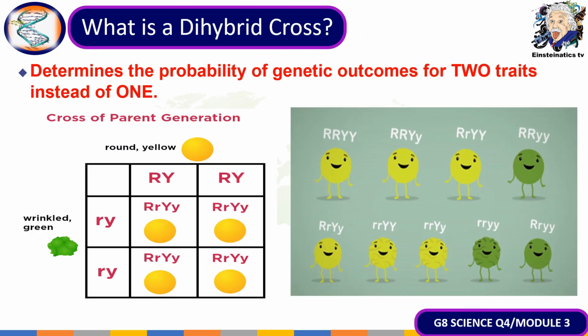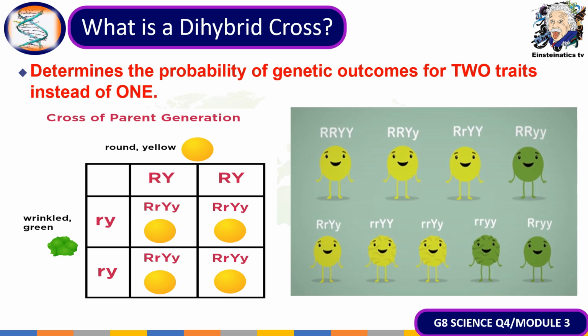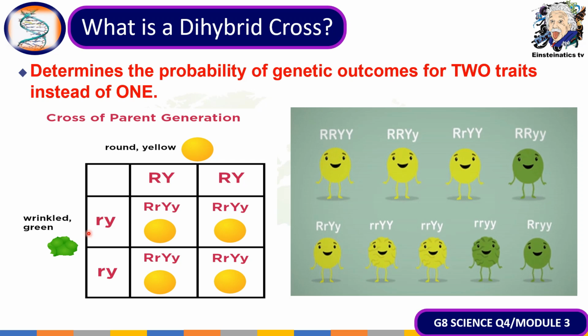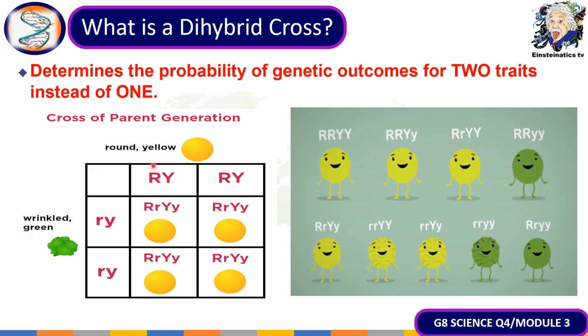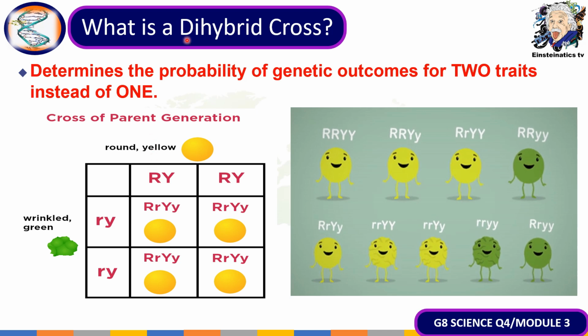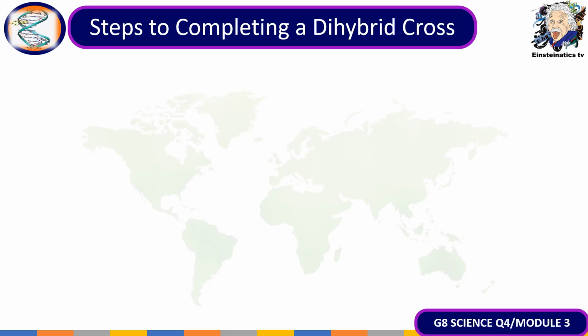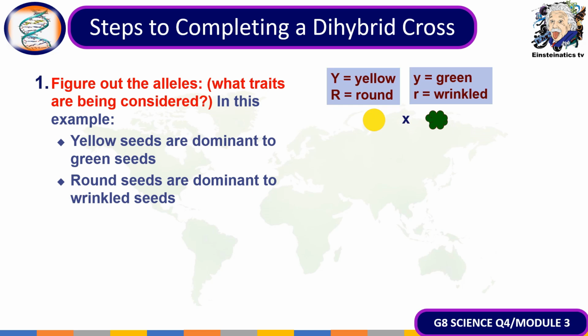Aside from monohybrid cross, when you want to know the probability of genetic outcomes for two traits, so for example, you want to cross a wrinkled green pea with a round yellow pea, then you are now going to use the dihybrid cross. Here are the steps to completing a dihybrid cross. Now, kagaya ng sa monohybrid cross, kailangan mo munang ma-identify kung ano ba yung mga alleles. Identify mo kung ano yung recessive and alin yung dominant.